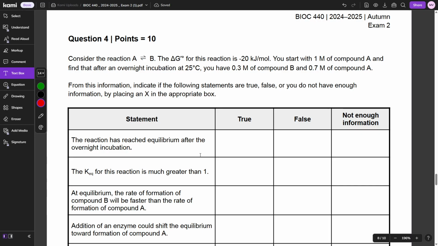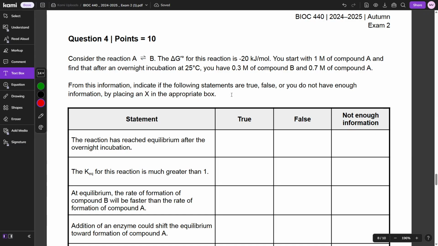So consider the reaction A to B, right? The delta G is negative 20. Okay, it is spontaneous, right? So negative 20 kilojoules per mole, more products than reactants, right? So my ratio of products to reactants is much more skewed towards the product side, right? I start with 1 molar of compound A and find that after an overnight incubation at 25 degrees Celsius, you have 0.3 molar of compound B and 0.7 molar of compound A.